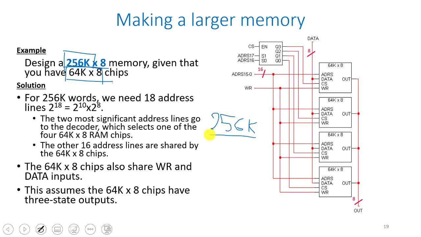256K over 64K, which will equal 4. This means I will need 4 of these modules over here.